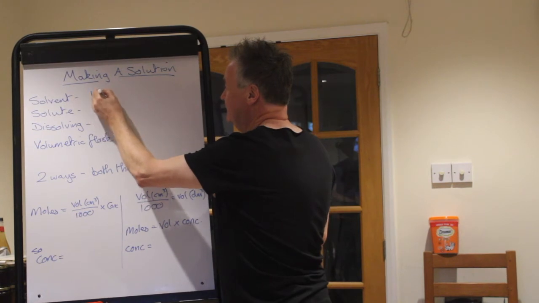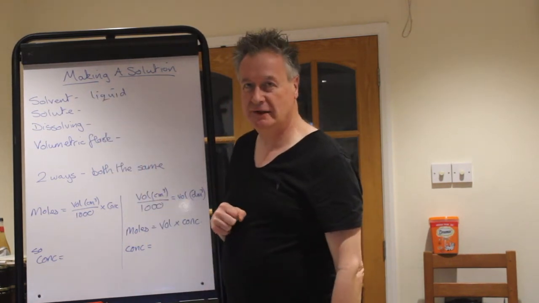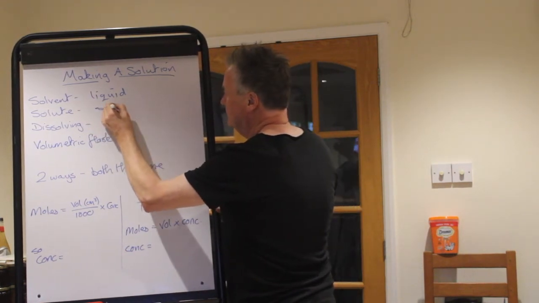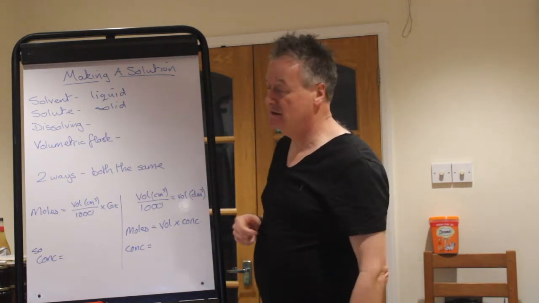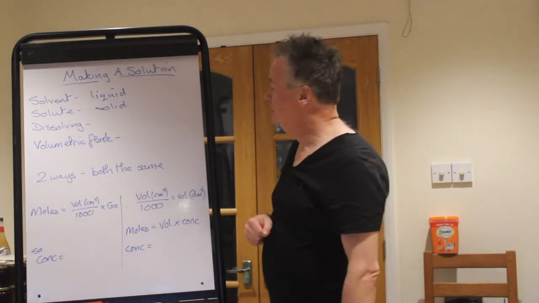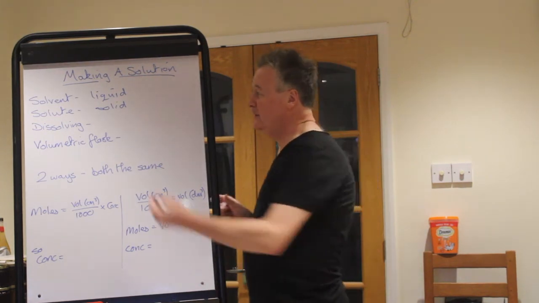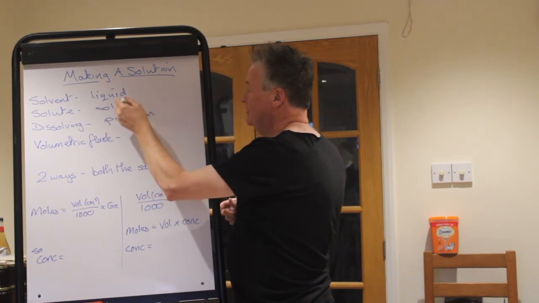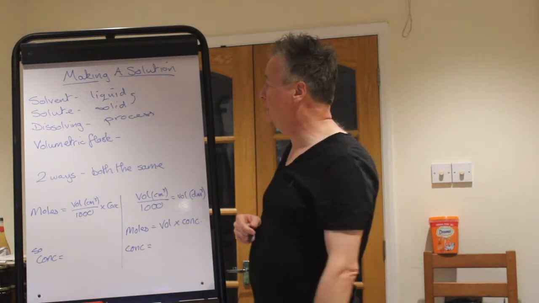Solvent. I'm sure with your immense intelligence you know what these things are. I've written solid, but it doesn't have to be a solid. You could dissolve liquids or gases into a solvent and make a solution. Dissolving is the process of getting a solid into a liquid, dissolving into a liquid.